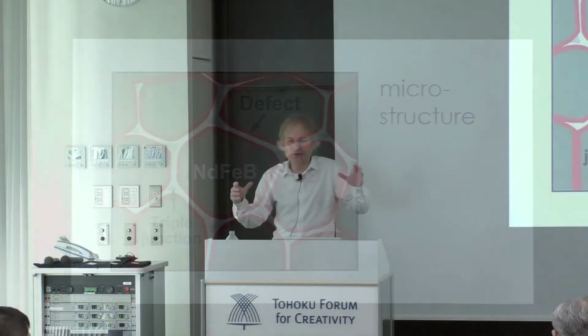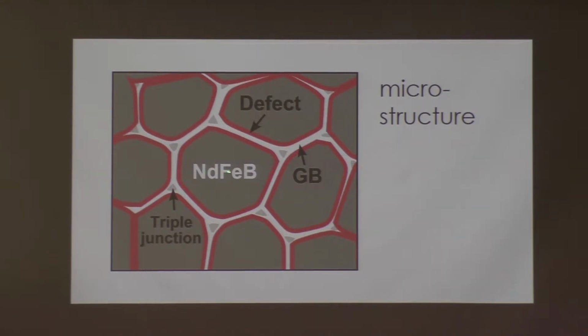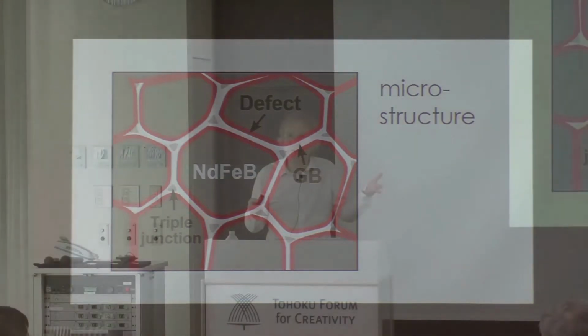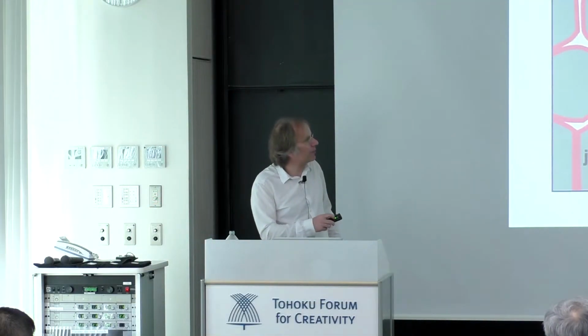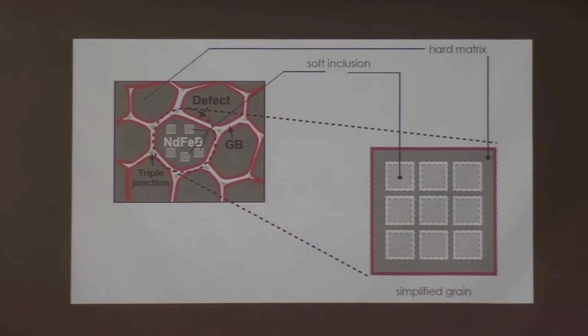So let's move to granular systems. We already learned this morning about the microstructure of a permanent magnet. We have the grains, we have a grain boundary phase, we might have a defect layer or just a soft magnetic grain boundary phase. We have these triple junctions here. And now our idea was, okay, what happens if we take one of these grains of a neodymium iron boron magnet and replace it with a composite material where we have a hard magnetic phase and some soft magnetic inclusions?